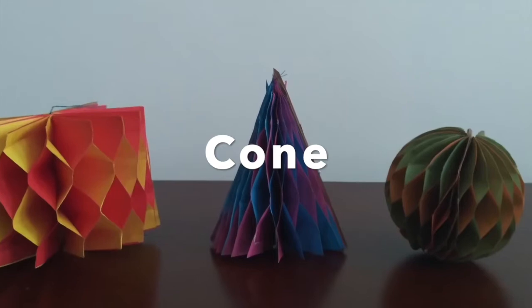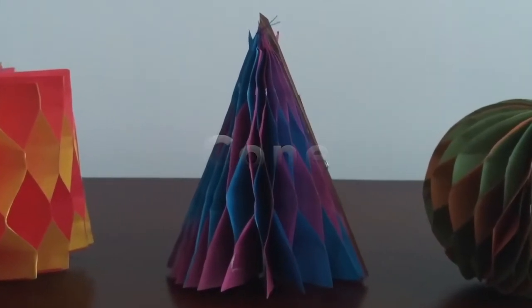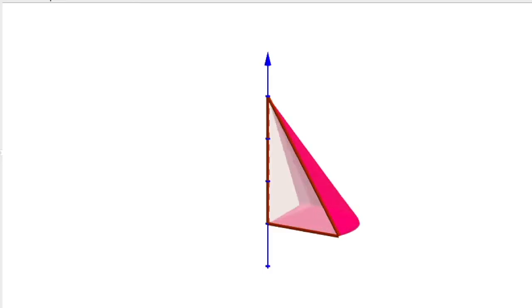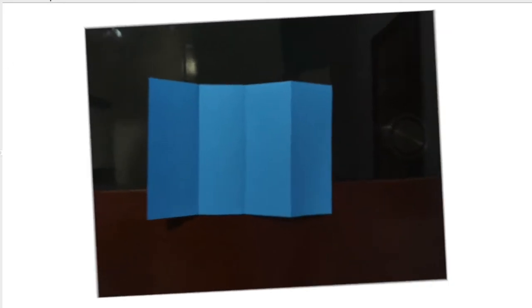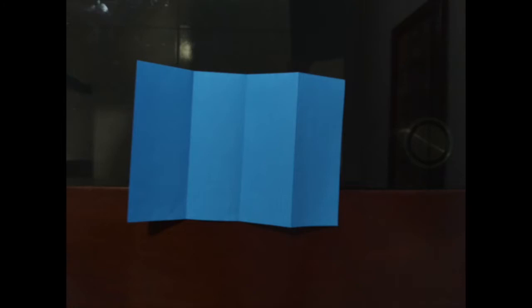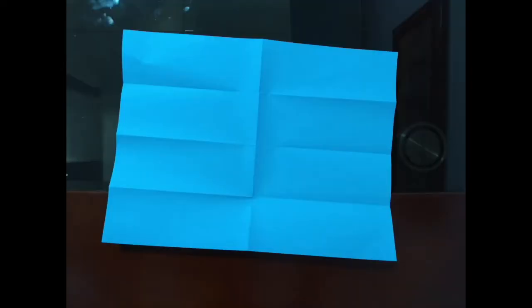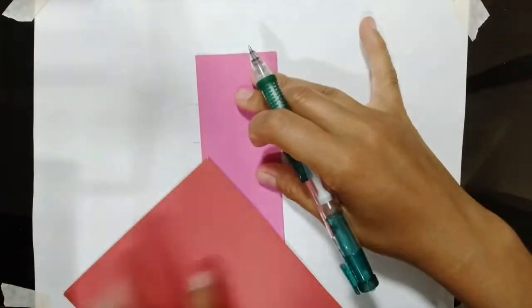The cone and the sphere follow very similar steps. For the cone, we need a right triangle, of course. Again, to make my life easier, I folded a letter-size sheet of paper twice in half on the long side, and then one last time in half, but this time on the short side, so that I got again 8 equal parts, but these are thinner and longer rectangles than before.